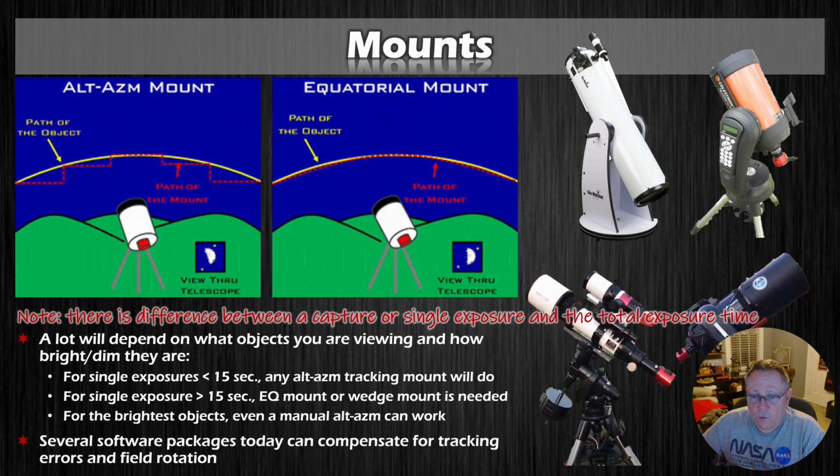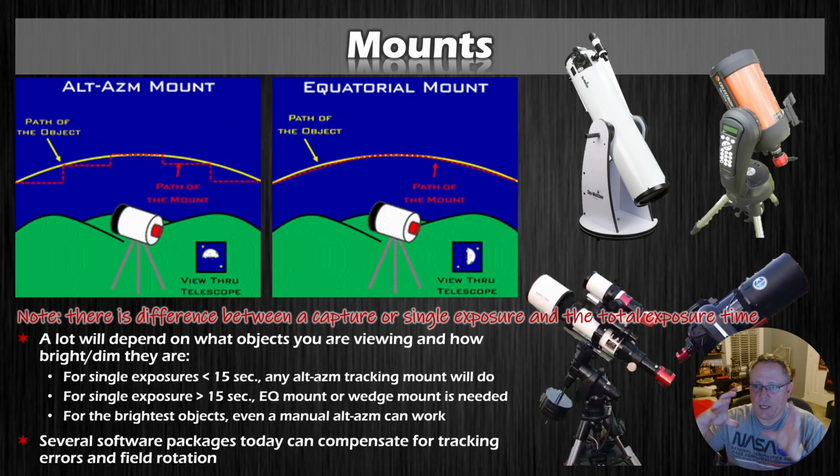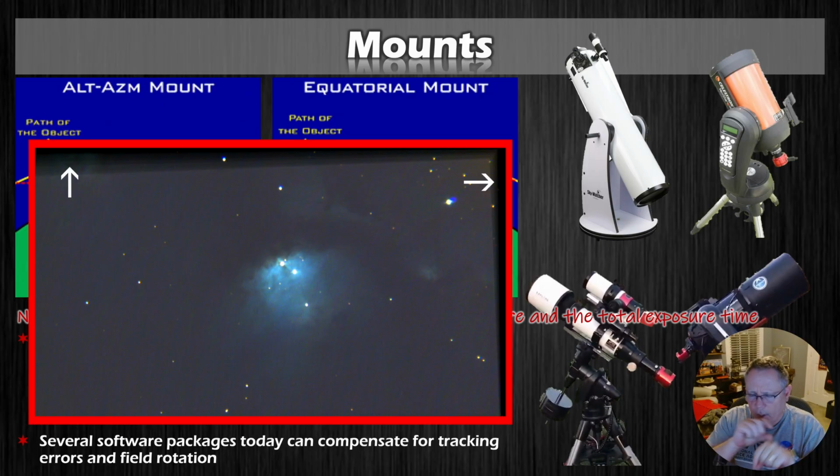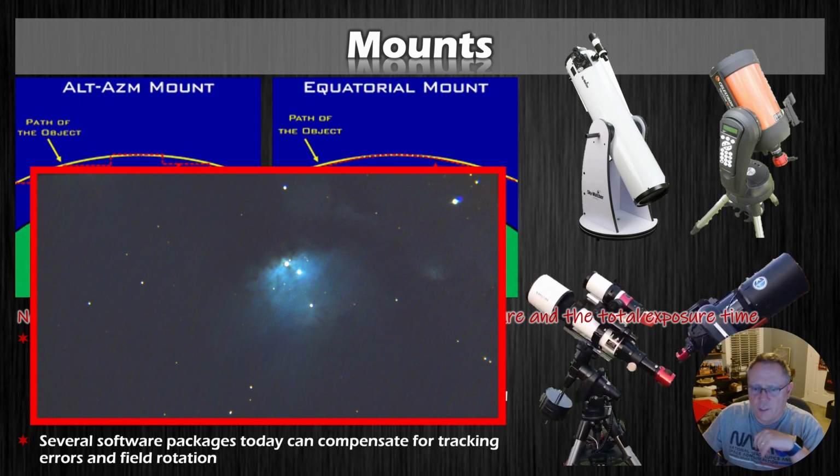And there are quite a few packages today that will compensate for any sort of tracking errors or field rotations. So even on some of my telescopes, I can take 5 to 10 minute total exposures because the software itself will account for the field rotation. I will get some wonky looking triangles as each individual snapshot does show some rotation, but it's able to stack and align it perfectly. You just wind up cropping out the edges a little bit.